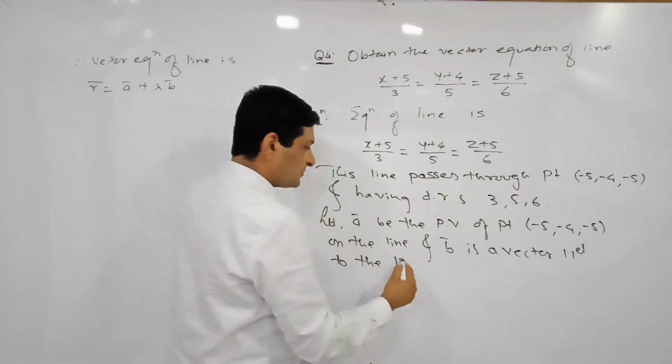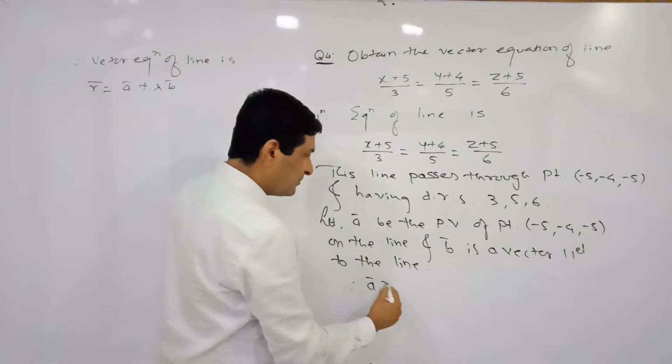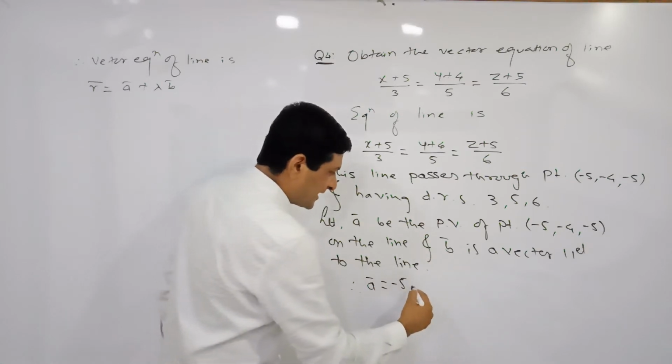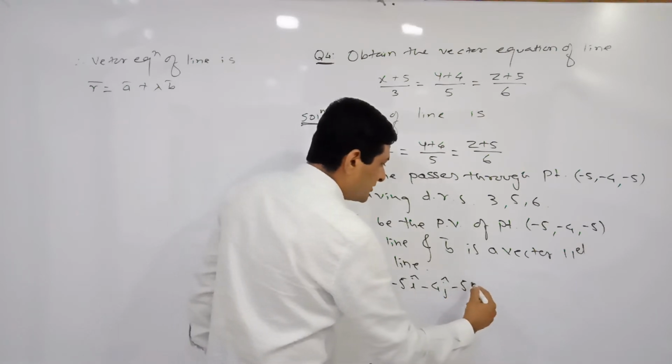So from these coordinates, let us find the value of a bar. a bar will be equal to -5 i cap, -4 j cap, -5 k cap.